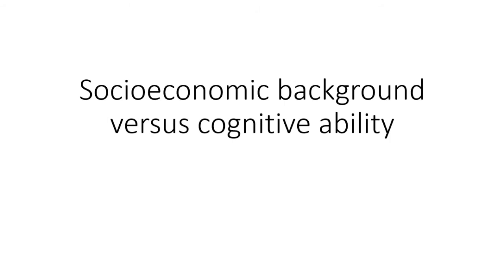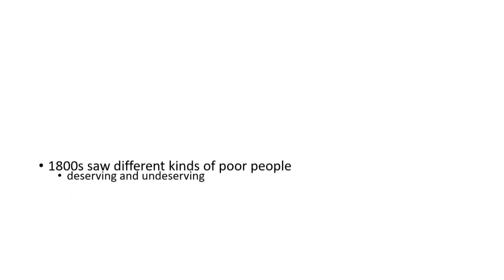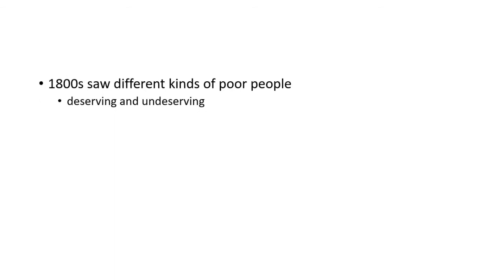Next section, socioeconomic background versus cognitive ability. And this is where we are going to see our next chart, our next visual table comparing these two. So the 1800s saw different kinds of poor people, deserving and undeserving. So what does that mean?